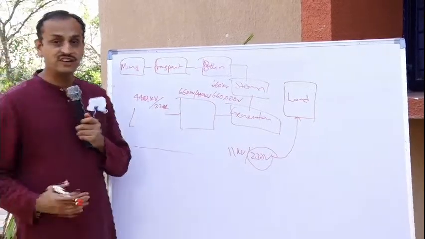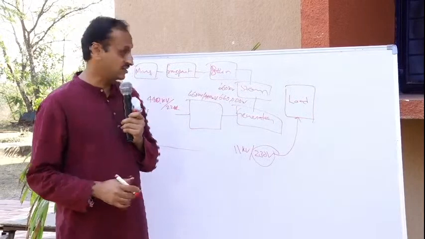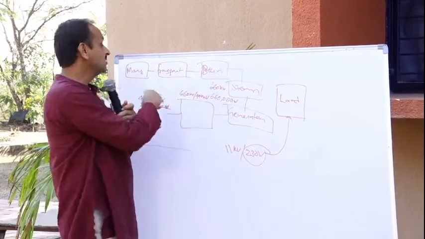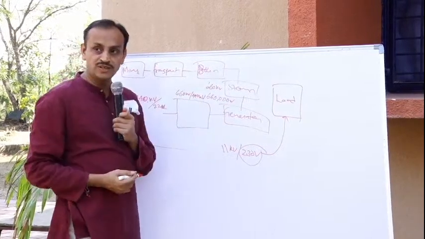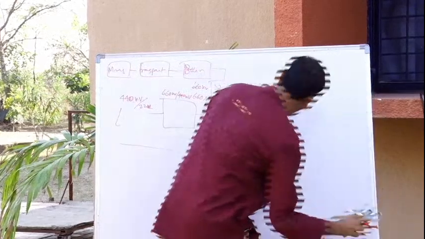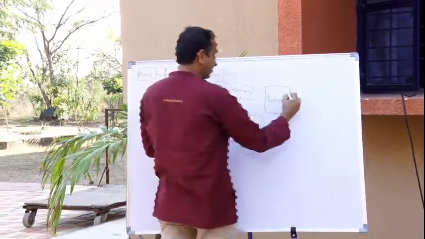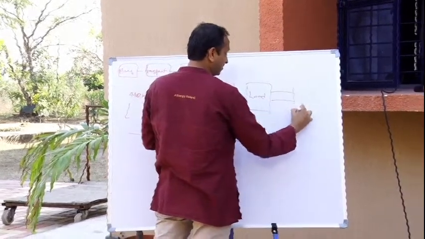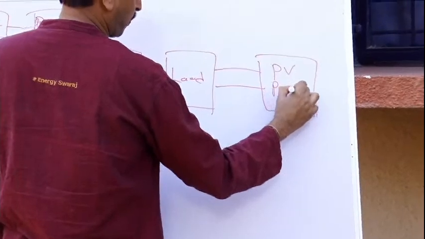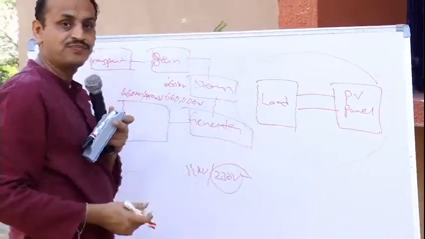Such a complex arrangement is what we have done, which is the current system. And similarly, the nuclear power plant works in a similar way. A hydro power plant also works similarly. So it is very complicated. What we can do is make things very simple. Rather than using the load like this, if I connect it with the PV module, the PV panel, my whole system becomes that simple.